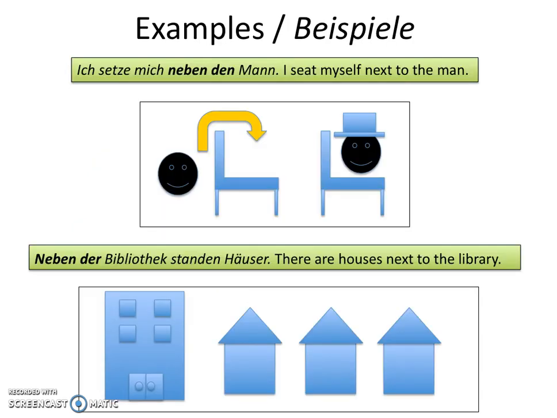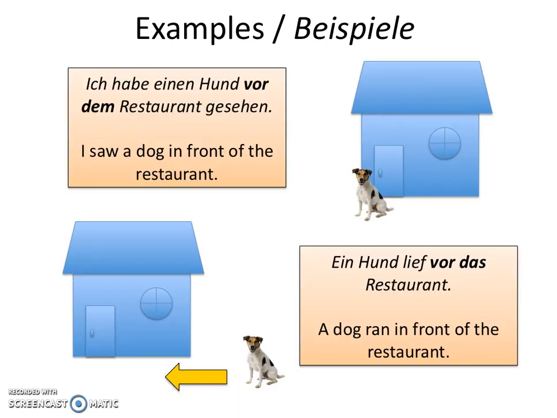Similarly, you would say ich setze mich neben den Mann in the accusative, whereas you would say neben der Bibliothek standen Häuser in the dative. And you would say ich habe einen Hund vor dem Restaurant gesehen in the dative, because you're describing the location in which you saw the dog. On the other hand, you would say ein Hund lief vor das Restaurant in the accusative, since you're describing the movement of the dog.